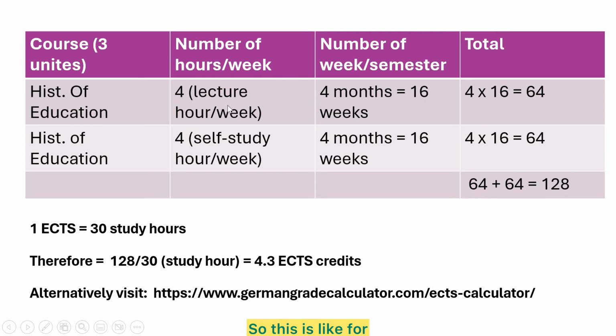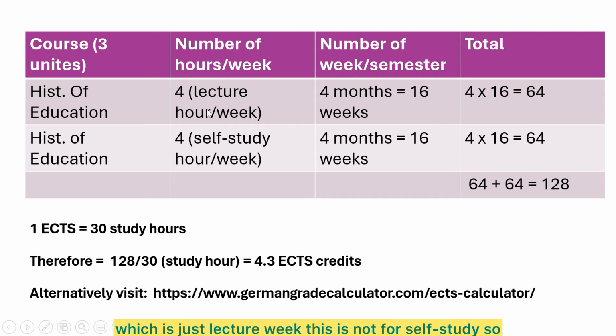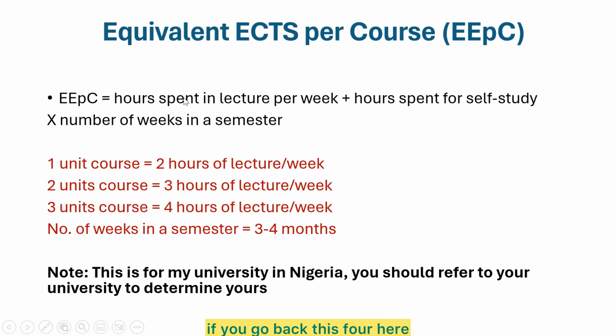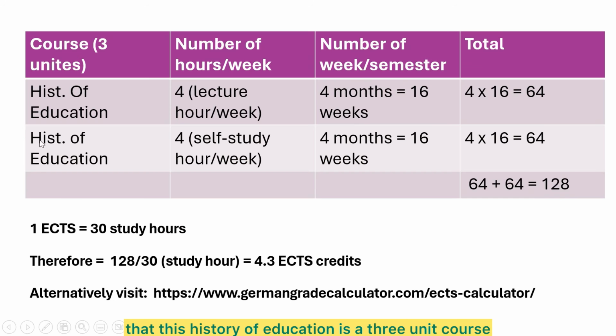So this is for lecture weeks, which is just lecture. This is not for self-study. If you go back here, this is 3 units, 4 hours lecture per week. We are assuming that this history of education is a 3-unit course. That's why there is 4 here. So for a 3-unit course, we're expected to have 4 hours in a week.